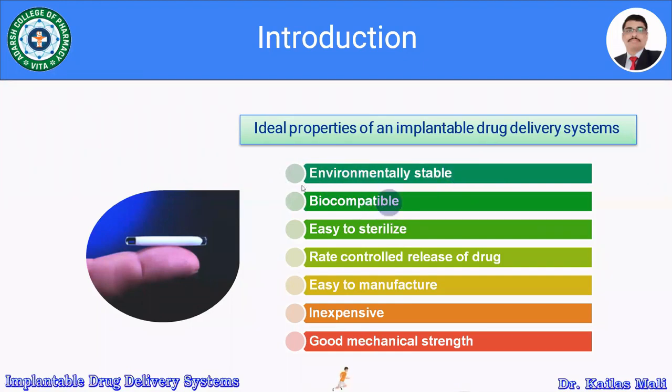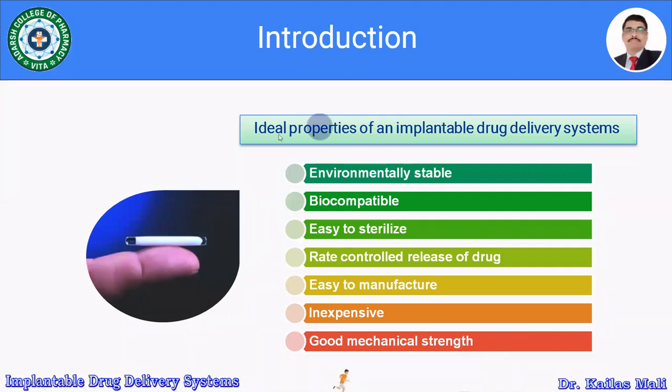Whatever implantable dosage form we have designed, it should be biocompatible, isn't it? Next, it should be easy to sterilize, because sterilization is one of the challenges in front of the formulation scientist. Then it should give rate controlled release of the drug. It should be easily manufactured. It should be inexpensive and should have good mechanical strength. So these are the ideal properties of an implantable drug delivery system.